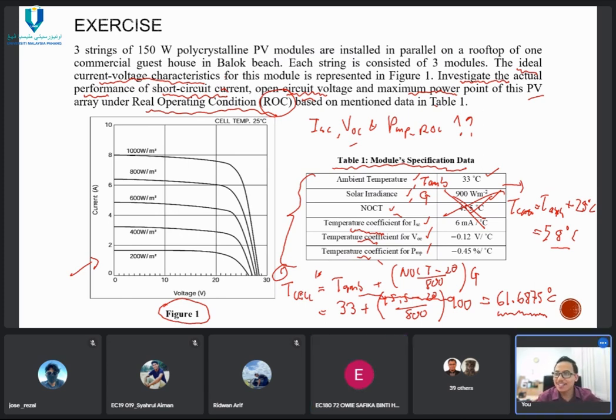Tak pasti saya. Tak pasti. Try. Cuba try cari. STC, what is the meaning of the STC? Tak pasti. Aduh. Okay, tak apa. Farhana. Ya, saya. Okay. What is the definition of STC?